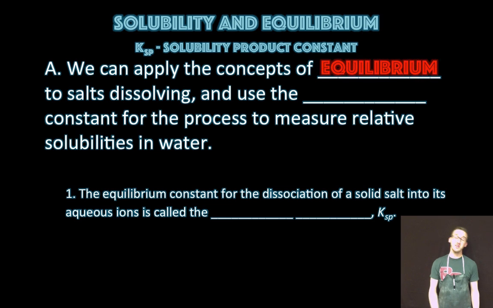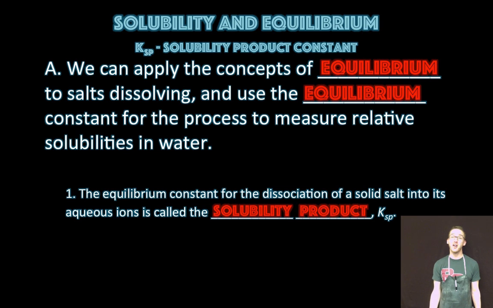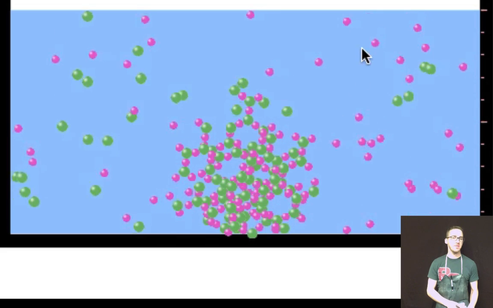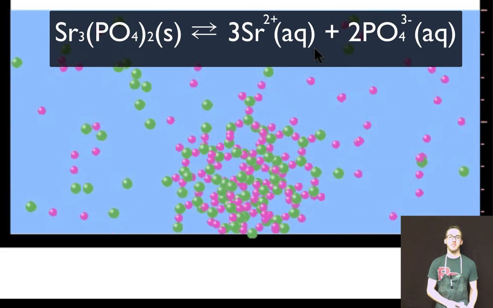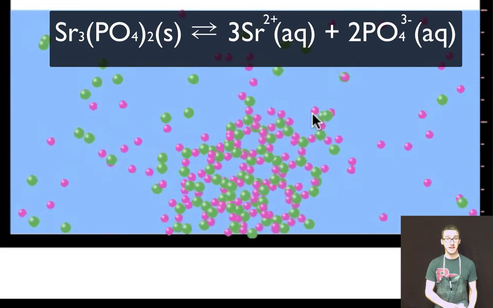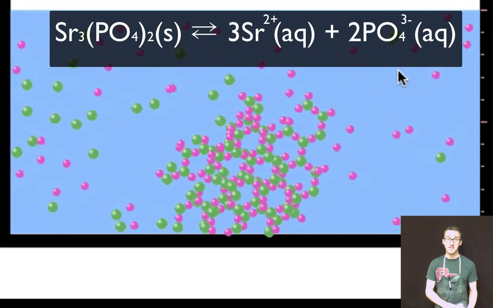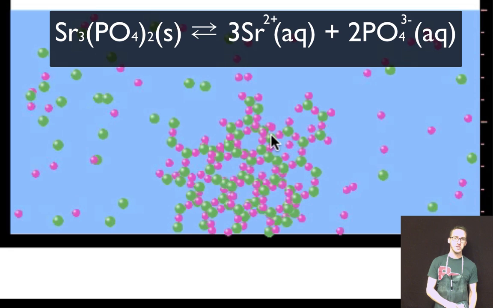Now, we're talking about this idea in our unit of equilibrium. So let's talk about how the solubility of a salt relates to equilibrium. Let's come back to this slightly soluble salt, strontium phosphate. I'm again gonna shake some of this into water. Boom. The equilibrium that exists is the equilibrium between the dissolving of the solid into aqueous ions and the ions recrystallizing into the solid salt.